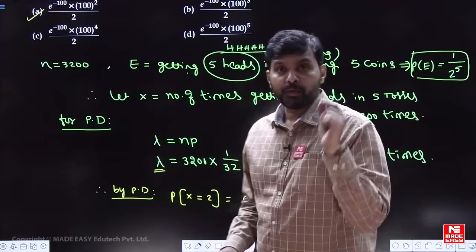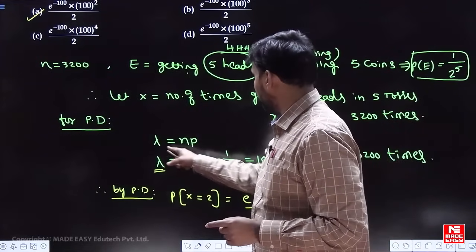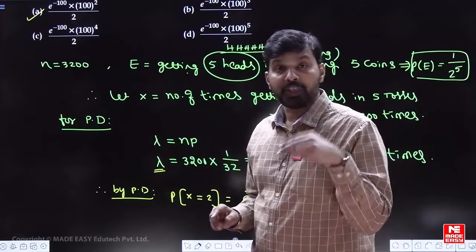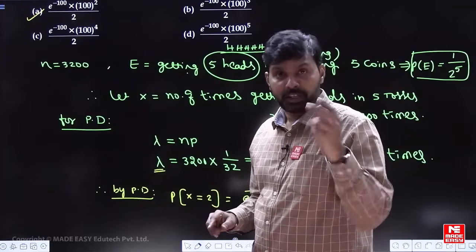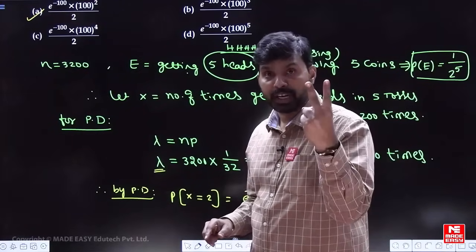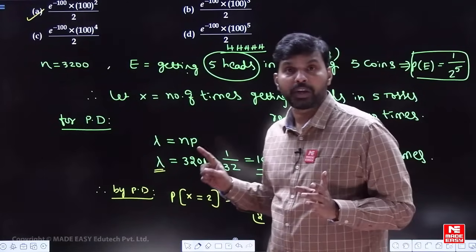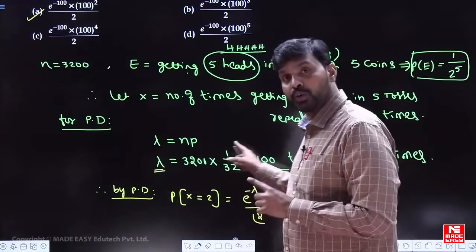If you are conducting the experiment one time, the lambda will be the probability, that is 1 by 2 power 5. But if the experiment is repeated 2 times, it will be 2 into 1 by 32. If it is 3 times, it means 3 into 1 by 32.